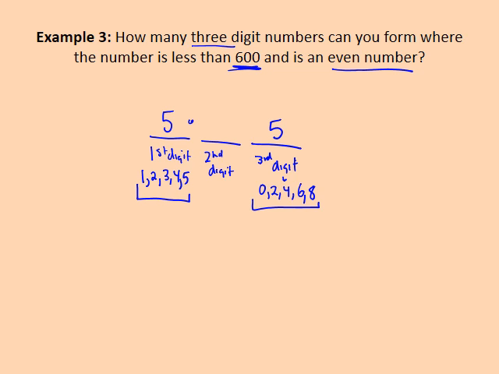Now the second digit can be anything, so the second digit can be 0, 1, 2, 3, 4, 5, 6, 7, 8, or 9. So there are 10 digits if we include 0, which is a digit. So we put 10 here. So all the 3-digit numbers that are less than 600 and even is 5 times 10 times 5, which is 250 numbers.